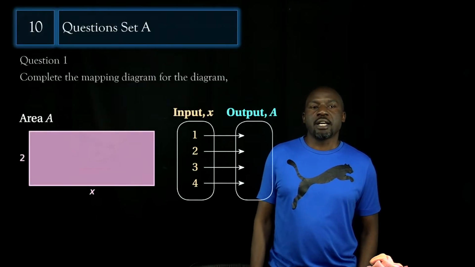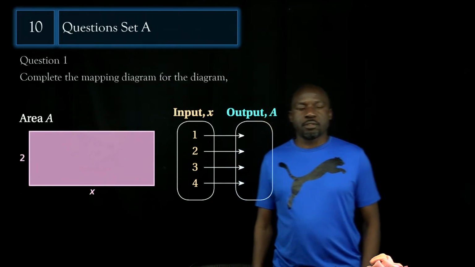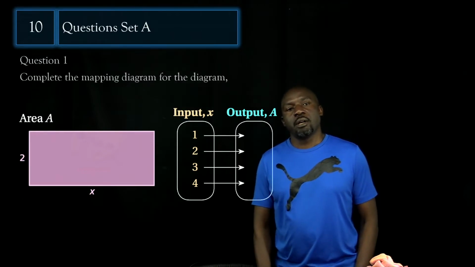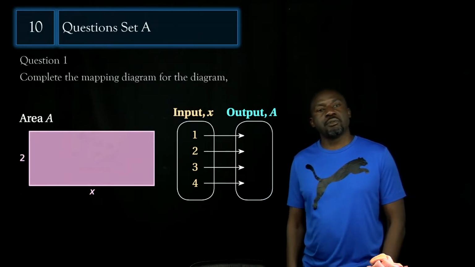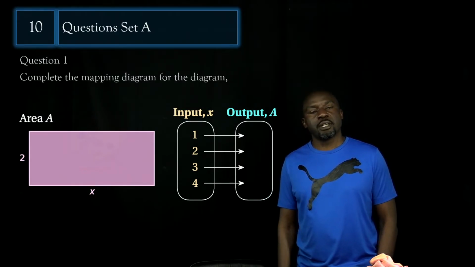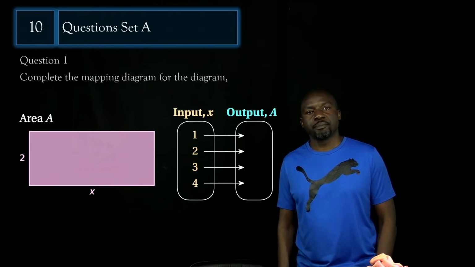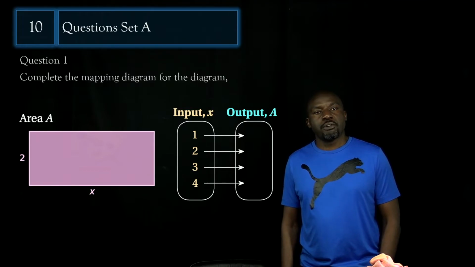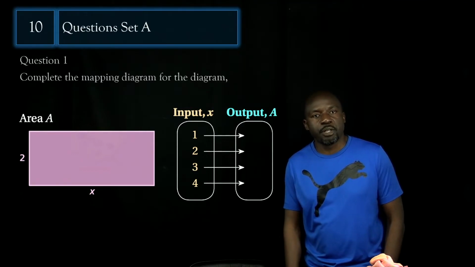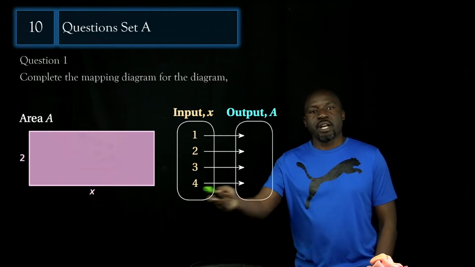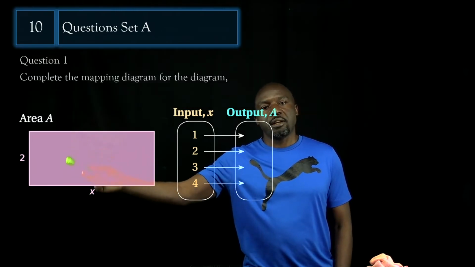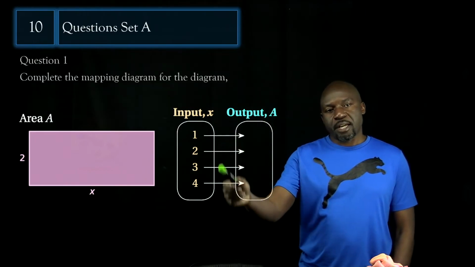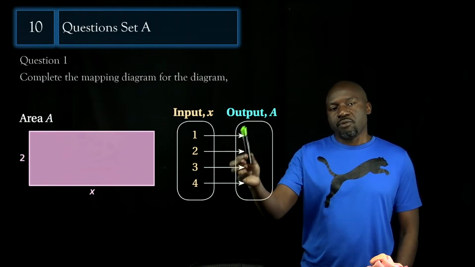Okay, having done that, let's look at some questions to see the sort of question somebody might want you to answer in terms of this first area of discussion. Question 1 says, complete the mapping diagram for the diagram shown below. So we have a diagram here for the area of a rectangle and a mapping diagram on this side. You are to complete this.